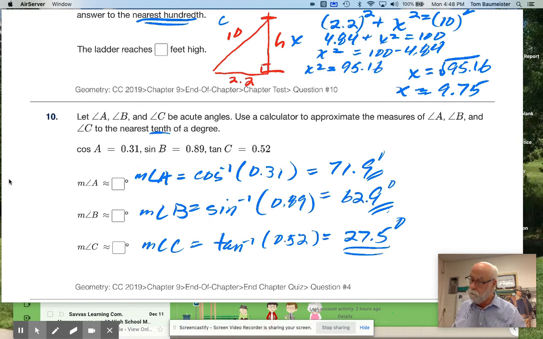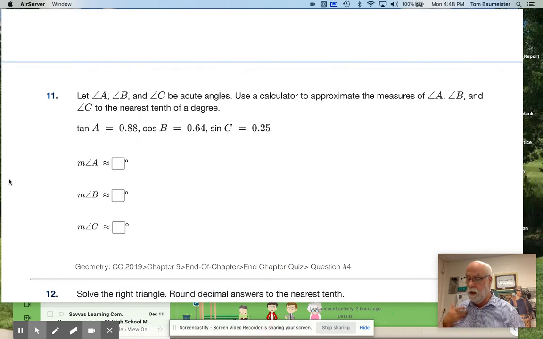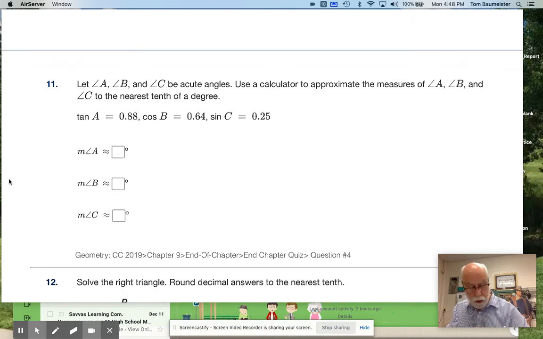Okay, so same thing with number 11. We're doing the same thing as we just did above. So I'm just going to throw down the answers here for you. So 41.3, because that's the inverse tangent. This one here is the inverse cosine, so that would be 50.2. And then the last one is the inverse sine, so we would get 14.5. Okay.